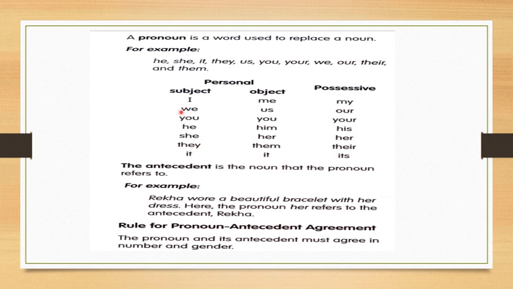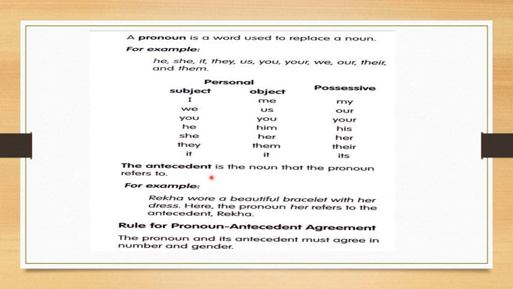Students, please go through all these very carefully. These are really very important. You should know all the changes very well. Here, when you are using the subject: I, we, you, he, she, they, it. But when it is used as an object, the changes are like this. I changes to me, we changes to us, you remains the same, he changes to him, she changes to her, they changes to them, and it changes to it.